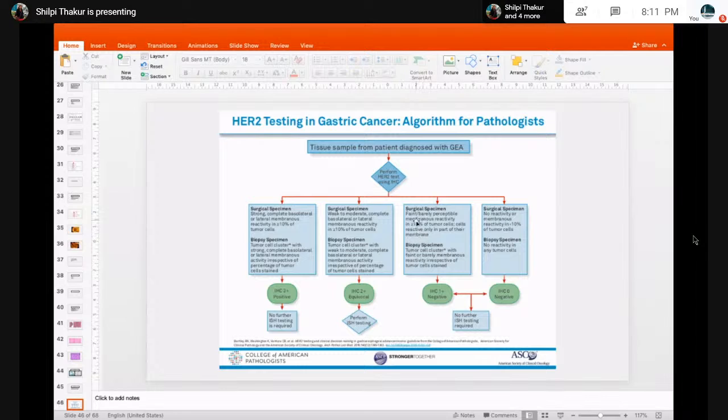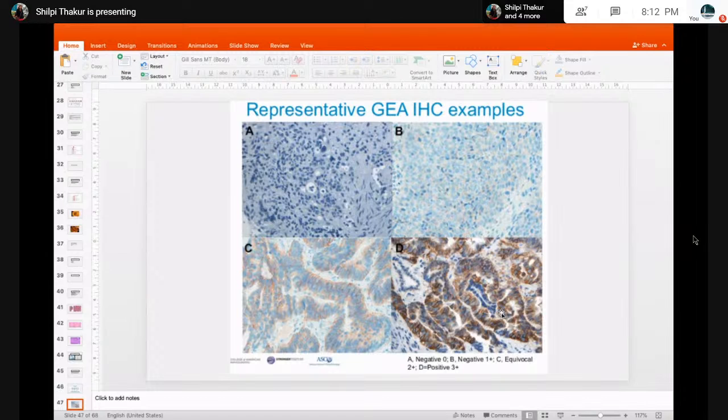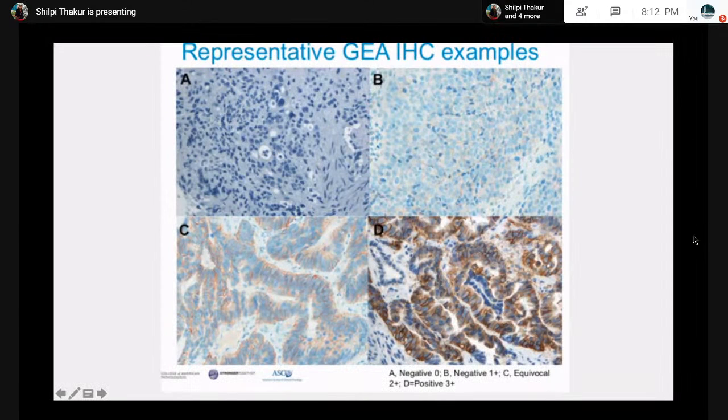So when do we call it 1 plus? When there is faint or barely perceptible membranous reactivity present in more than 10% of cells. What is common between these? We are seeing it in more than 10% of the cells in the surgical specimens. And if there is no reactivity, or it is reactive in less than 10% of the tumor cells, then it goes for IHC 0. Here in A, this is completely negative. There is no HER2 positivity. In B, we can see at least a few cells, but they are very weak, faint stain, so 1 plus.